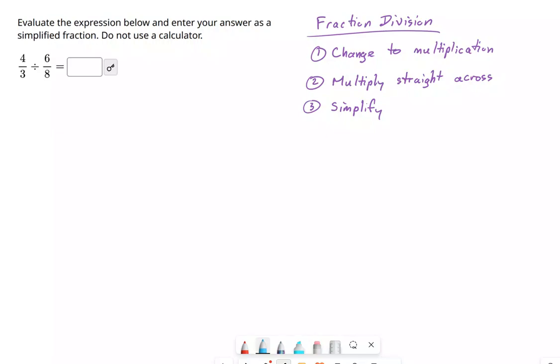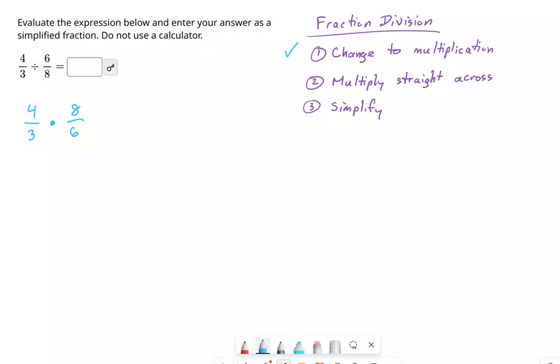right? We have two fractions, we're dividing them. And step one that we're going to do is I'm going to change this to multiplication. So it's a pretty simple procedure. You just keep the fraction on the left. You change that division sign to a multiplication sign, and then you flip the fraction on the right.